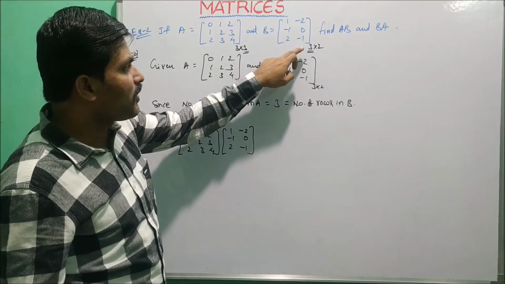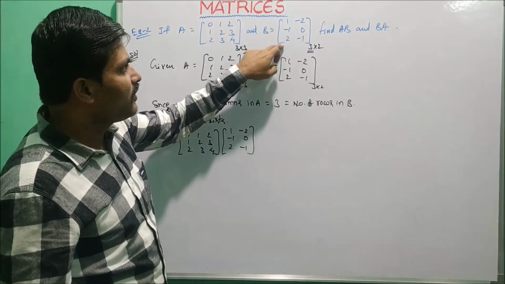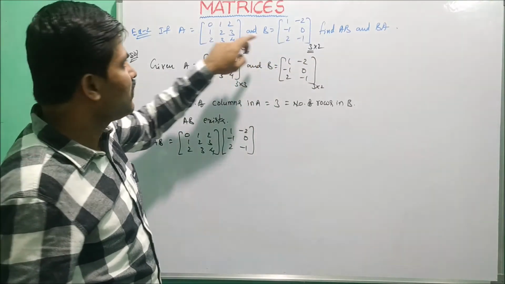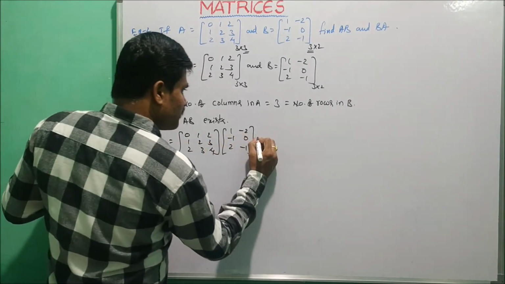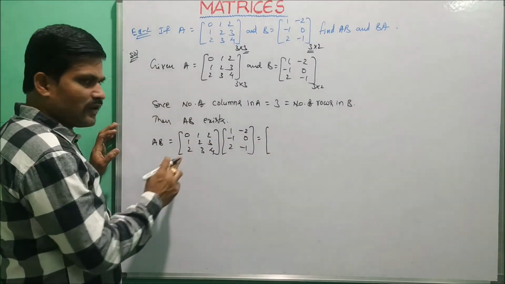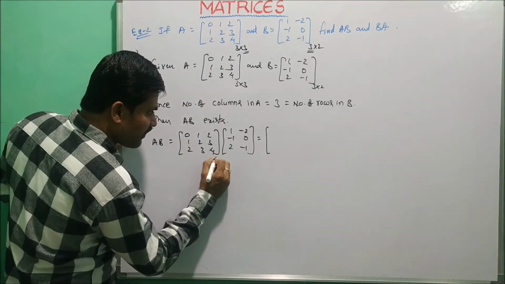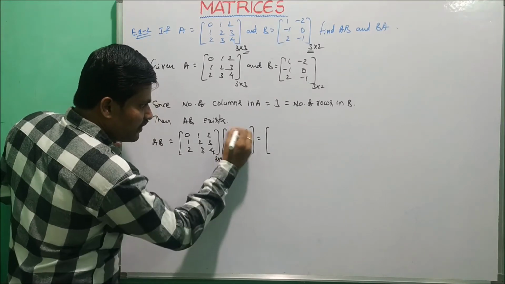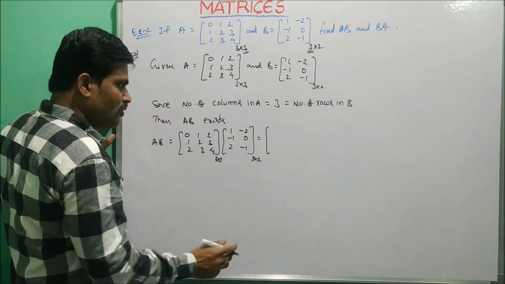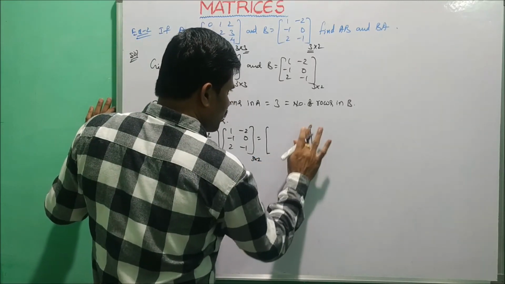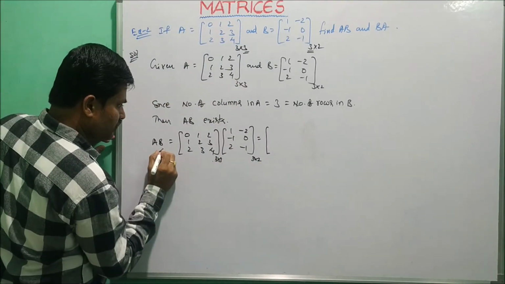Because the number of rows is 3 and the number of columns is 2, these are not equal. Therefore the matrix B is a rectangular matrix, but A is a square matrix. So here we can simplify using the same formula. First we observe that in this matrix the order is 3 by 3. In the second matrix the order is 3 by 2. Now the new matrix order is 3 by 2.